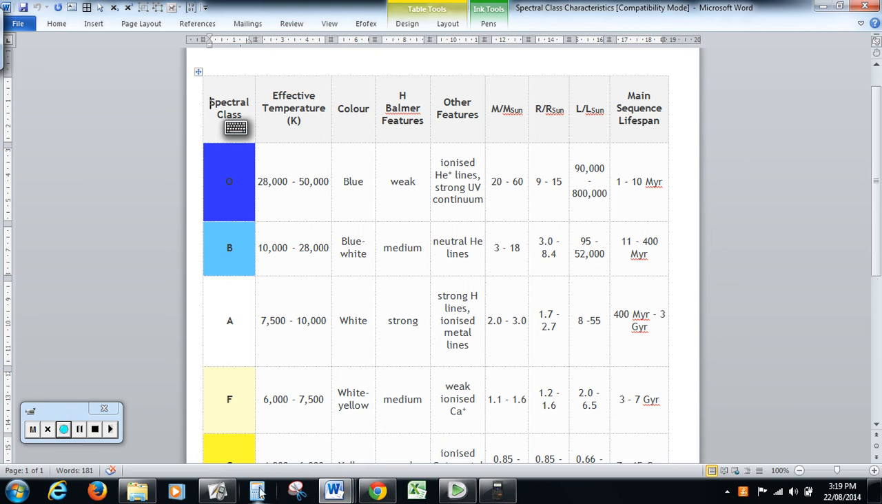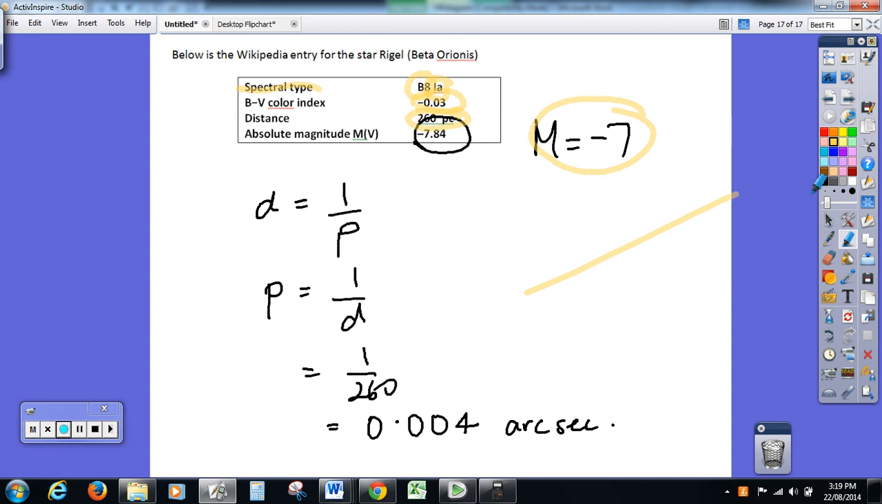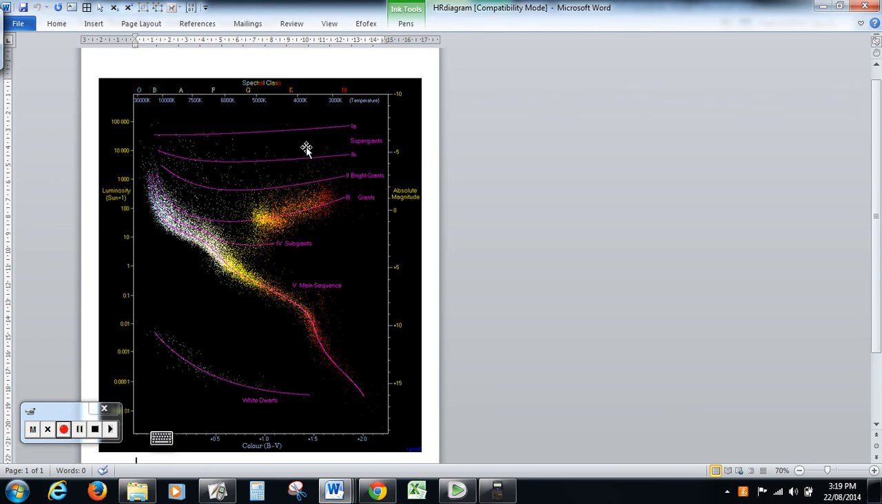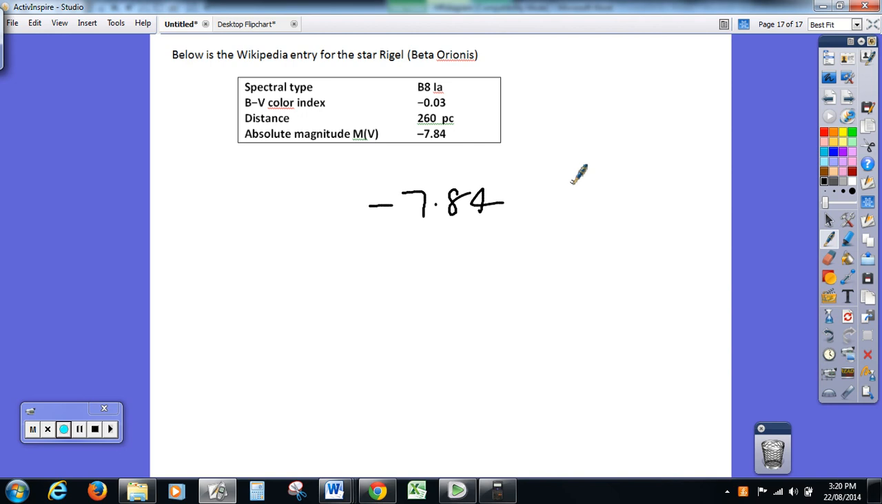We can also use the information that we have got from the absolute magnitude. Let's go back to our absolute magnitude here. The absolute magnitude of this star is negative 7.84. Using the Hertzsprung-Russell diagram, with negative 7.84, we can determine on this side the luminosity in comparison to the Sun. So we know that it's about 100,000 times as bright as the Sun. So we have a huge amount of information that we've got just from this information alone.